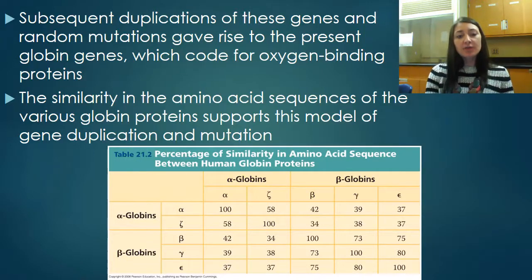So looking at our alpha globins, we know that alpha globins are more similar to each other, and beta globins are more similar to each other, than alpha and beta are similar to each other. So looking at those amino acid sequences is a way for us to classify, organize, and then trace back where those specific duplication and mutation events occurred.